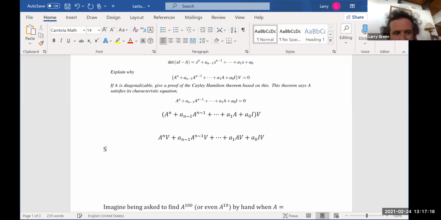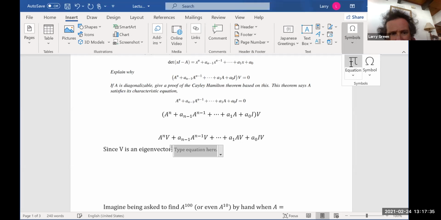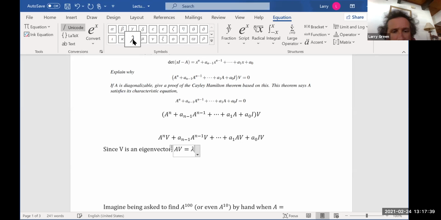So now let me write in words, since V is an eigenvector, we know AV equals lambda V. So A squared V equals A times AV equals A lambda V equals, oops, that V should be in capital, equals lambda AV equals lambda squared V.